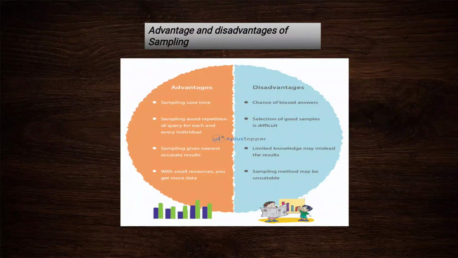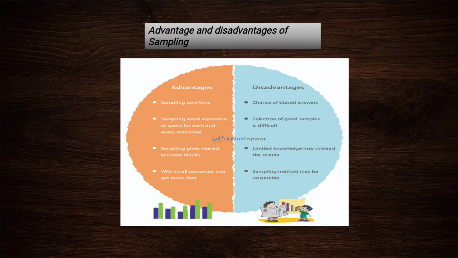Advantages and disadvantages of sampling. Advantages include: sampling saves time. Sampling avoids repetition of queries for each and every individual. Sampling gives nearest accurate results, so accurate results are given for the whole set of the food. And next, with small sources, we can get more data. A small quantity is required for sampling for analyzing the whole set of food products.